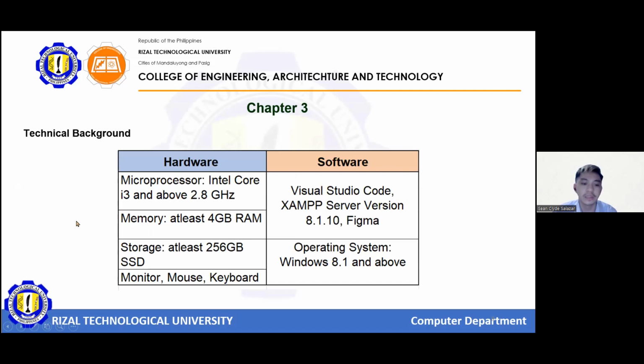Technical background. The system requires a working computer with the minimum requirements of a microprocessor Intel Core i3 and above, 2.8 gigahertz, while in memory, at least 4 gigabytes of RAM, and at least 256 gigabytes of SSD. And for the software used in creating the system, Visual Studio Code for the program, some server for the database connection, and Figma for designing the user interface of the system.